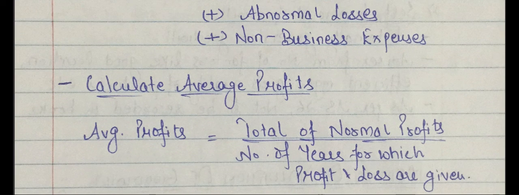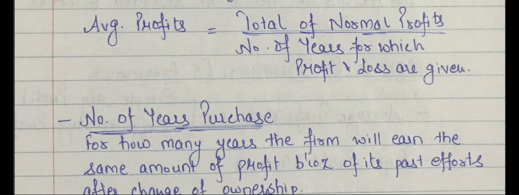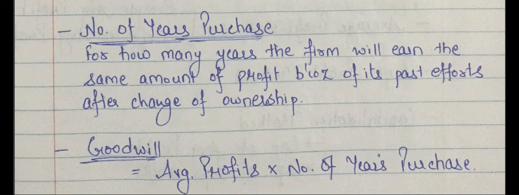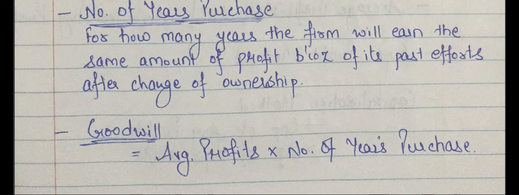Average profits is the total of normal profits divided by the number of years for which the normal profits are given. Then the number of years purchase. It means for how many years the firm will earn the same amount of profit because of its past efforts after change of ownership. Then how to calculate goodwill? Goodwill is average profits into number of years purchase. Very simple. The name itself says the simple average profit method. That means this method is very simple.